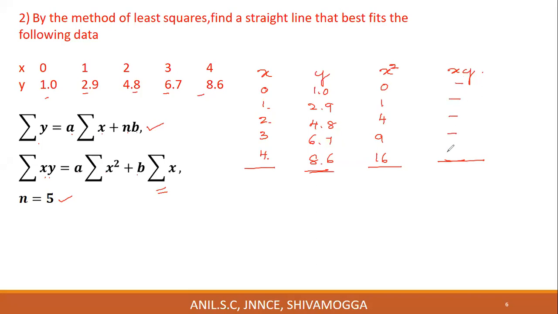You substitute these values x into y. Take a calculator, find x into y for each of these 5 sets, and then give me the value of summation x first, y, x square, xy.